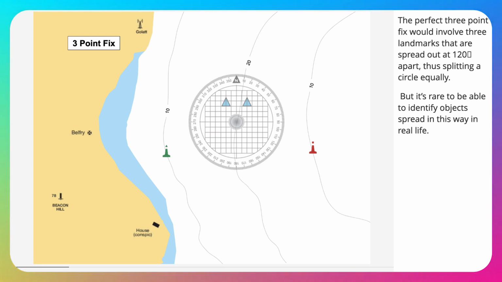The perfect three-point fix would involve 3 landmarks that are spread out at 120 degrees apart, thus splitting a circle equally. But it's rare to be able to identify objects spread in this way in real life.